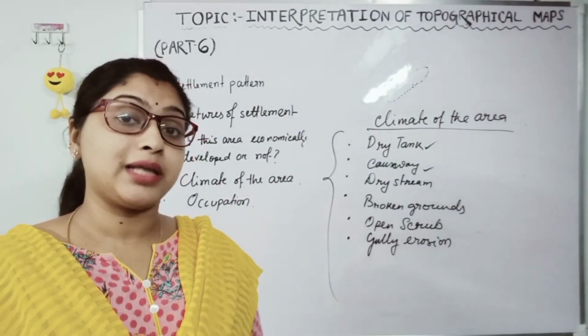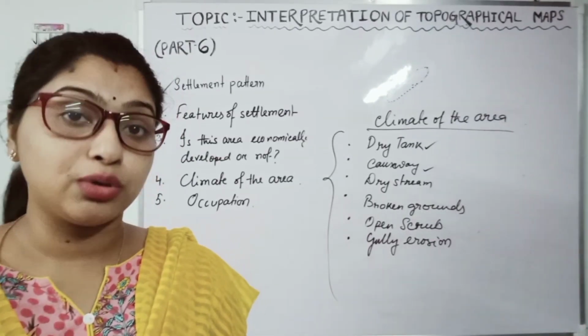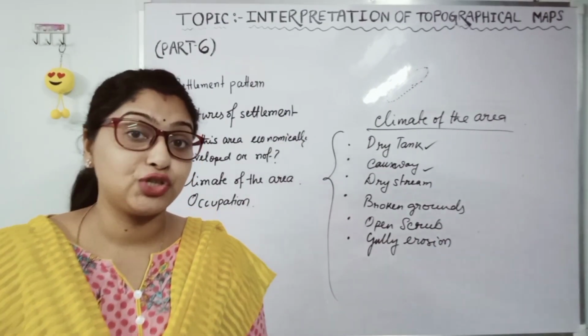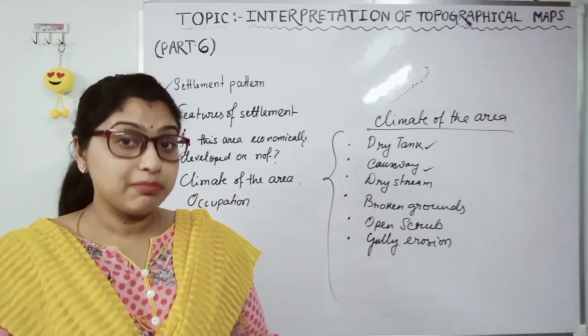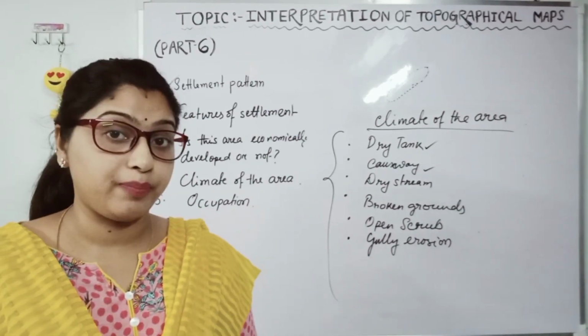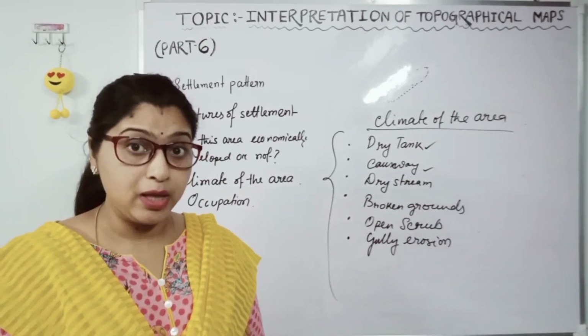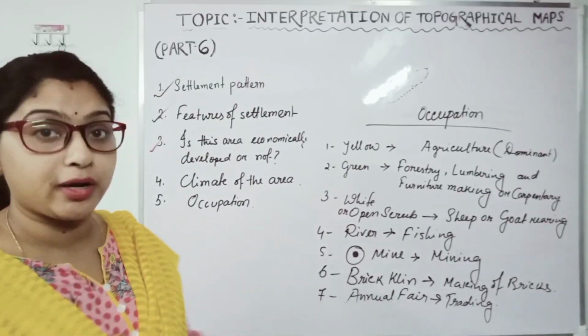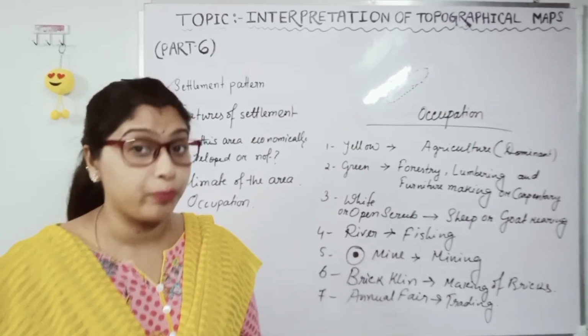That's why in the last part of this chapter, the 5th video, I have explained different conventional signs, which are symbols that will help you know where these features are present in the topo map. Now students, we have reached the last point of today's topic of discussion, that is occupation.